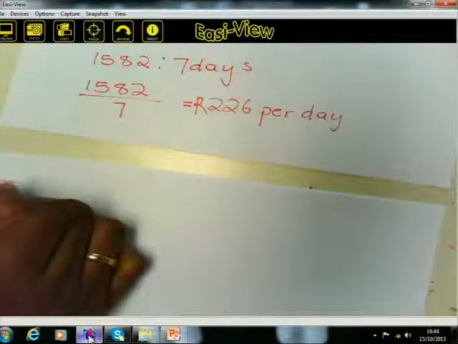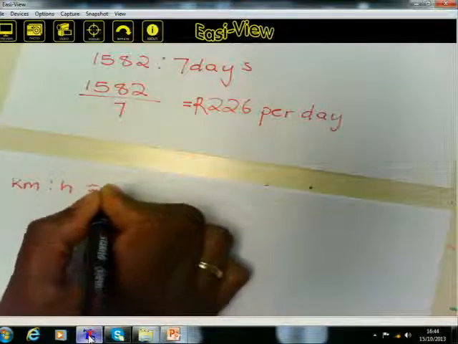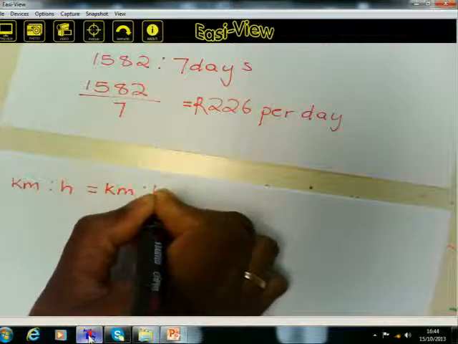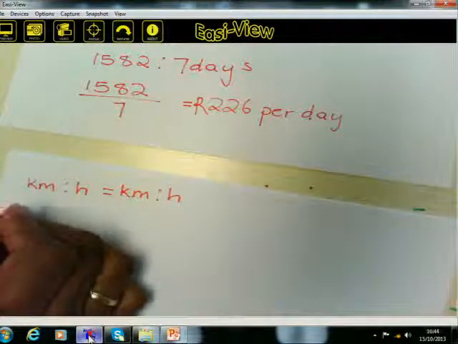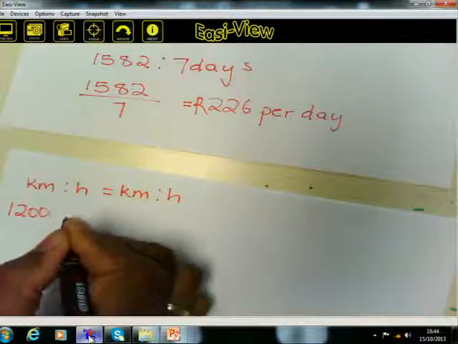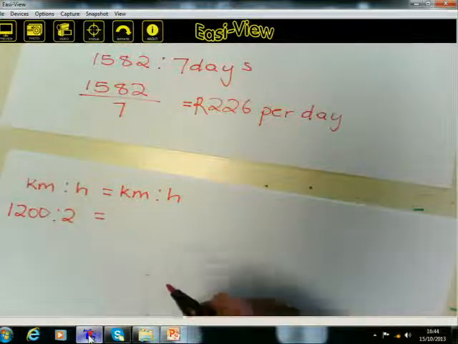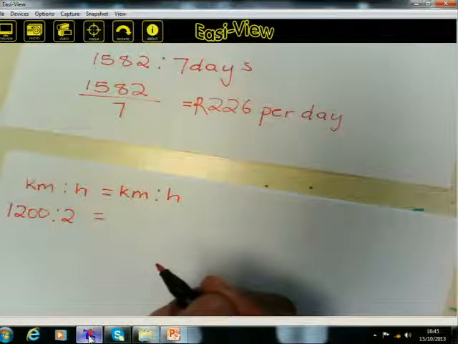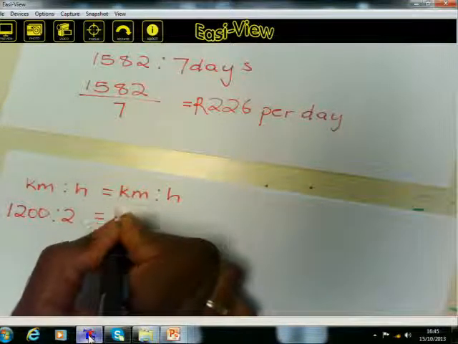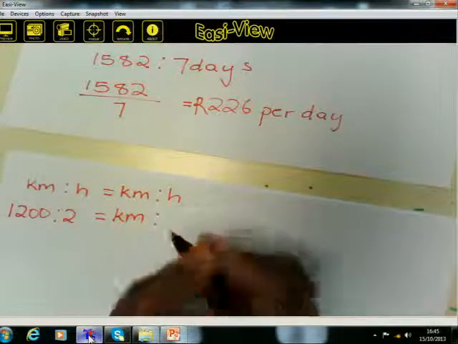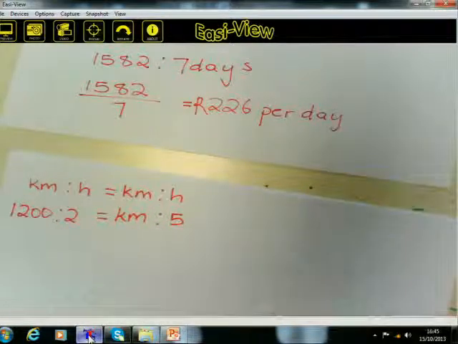We have kilometers and hours. So now here the first one, we have 1,200 kilometers is to 2 hours, and then it will be equals to kilometers. We don't have the kilometers, so we're just going to write kilometers is to, how many hours do we have? We know that we have 5 hours.